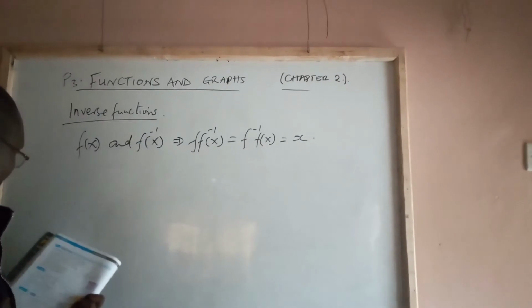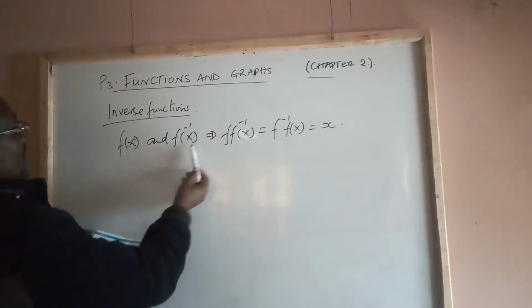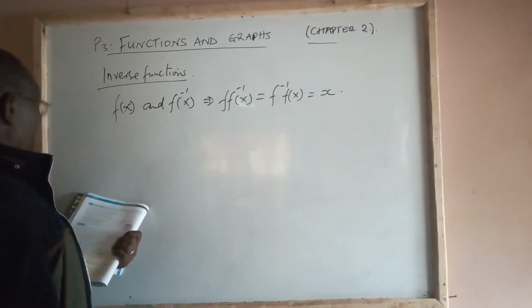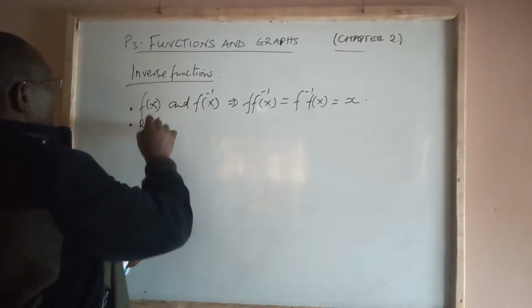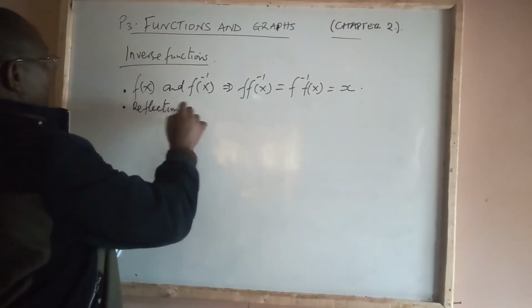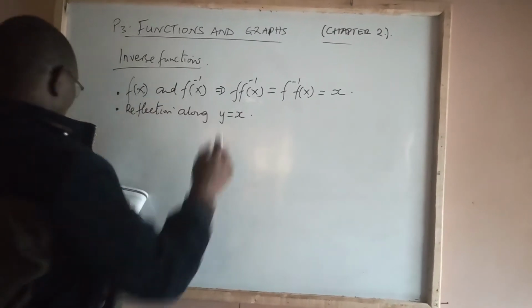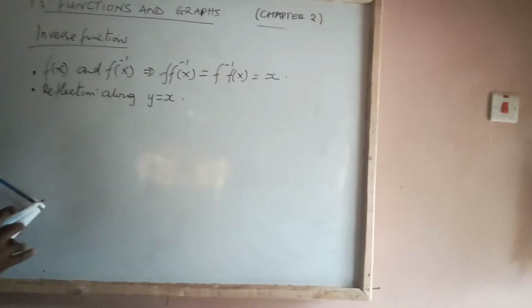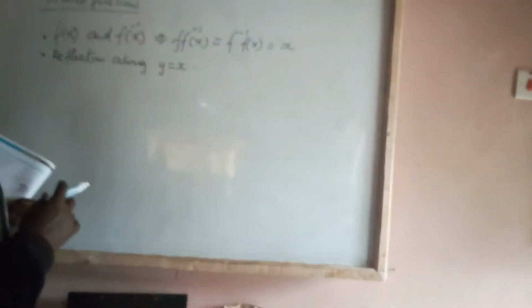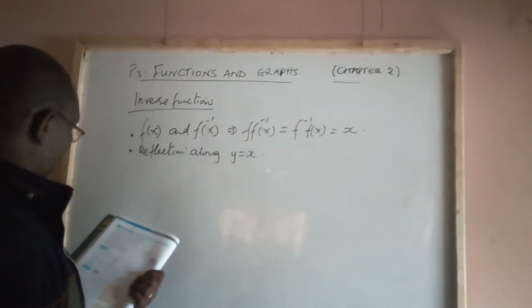The graphs of y = f(x) and y = f⁻¹(x) are reflections of each other. This is point number 1. Point number 2 is that it's a reflection along the line y = x. Because when you reflect anything along the line y = x, whatever was x now becomes y, and whatever was y becomes x.